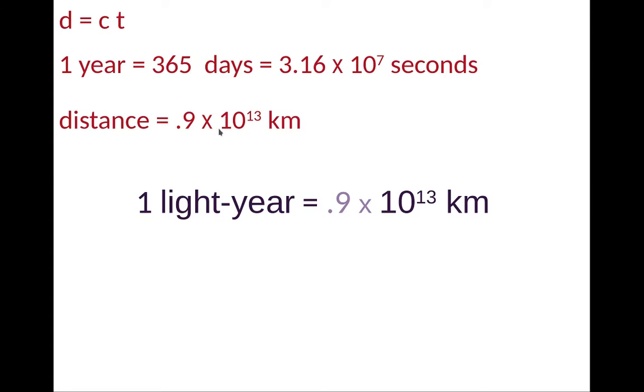So to figure out a light year, a light year is going to be the speed of light times the time. So the time is 1 year. The speed is 300,000 kilometers per second, not 30 kilometers per second. And so the distance you get is something that is much bigger. In fact, I think it might be useful to show this calculation on paper instead.